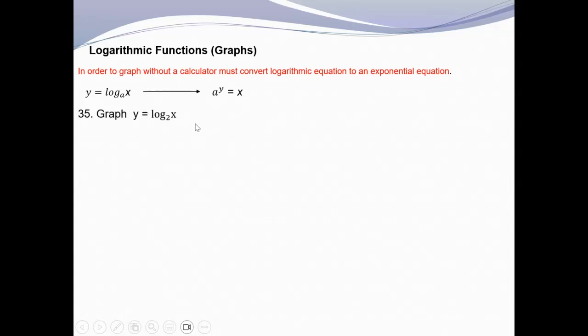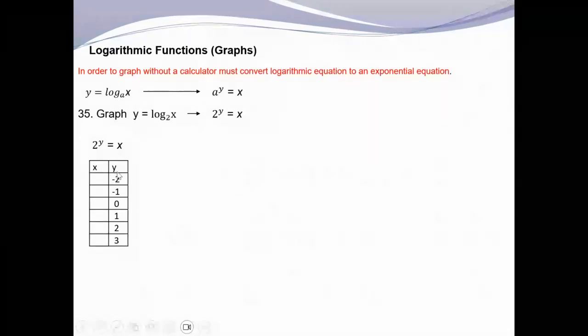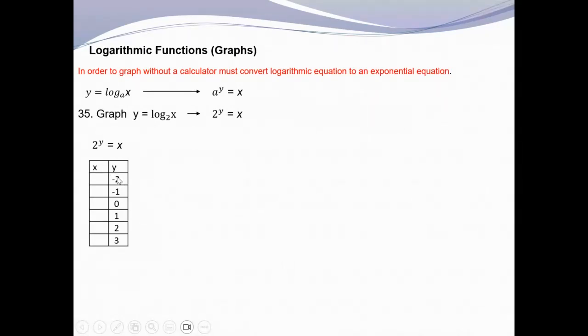Example number 35. y equals log base 2 of x. So here, guys, what's my conversion? My base, my a, is 2. And the y stays how it is, and the x stays how it is. So this is what we're going to be graphing. But now we're going to do a table. But instead of plugging in the values for x, we're going to plug them in for y, because it'll be much easier. And now we're going to repeat the same process we did when we were graphing the exponential.